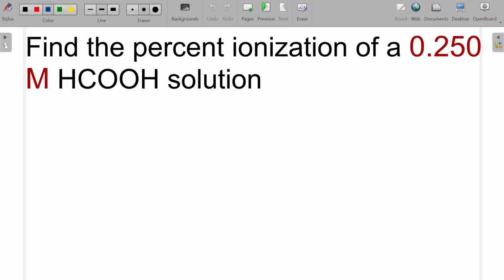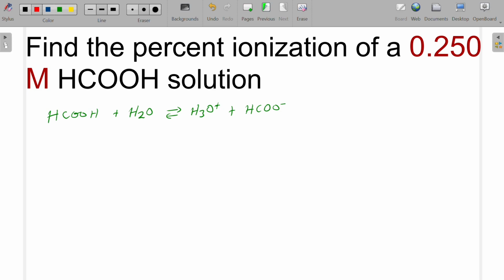Now, what we have here is formic acid. So the first step is to write the dissociation equation. The formic acid, when you put it in water, what you're going to produce on the other side is the hydronium ion and the conjugate base. So this is what you have when you write your dissociation.